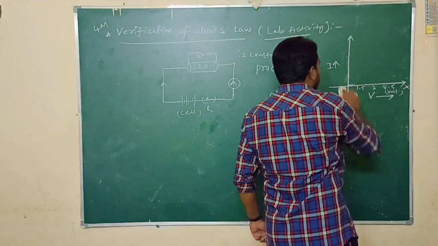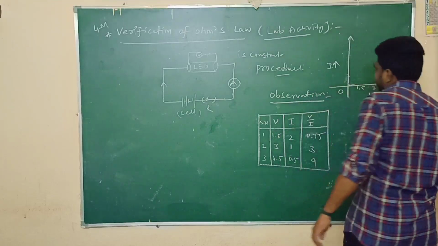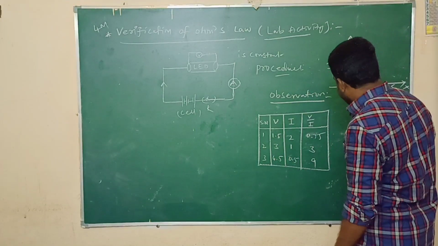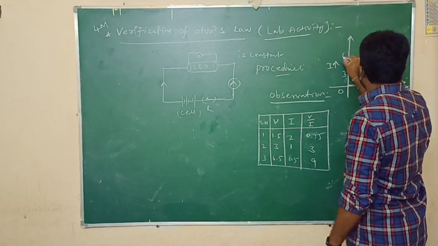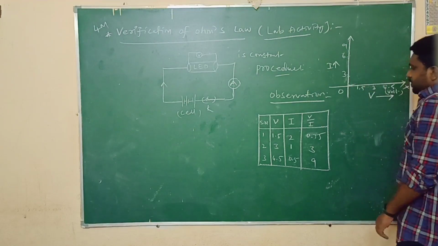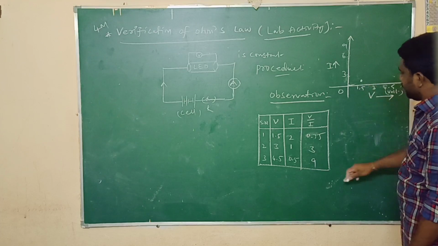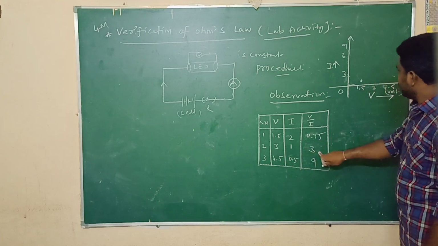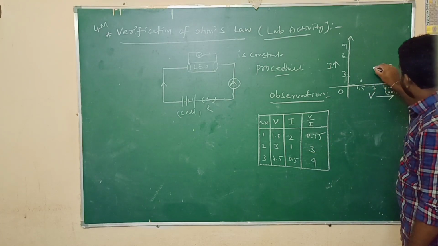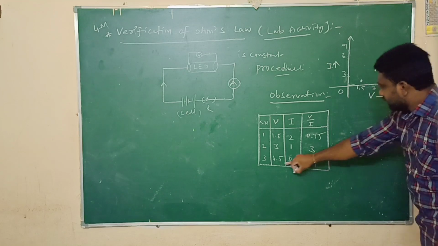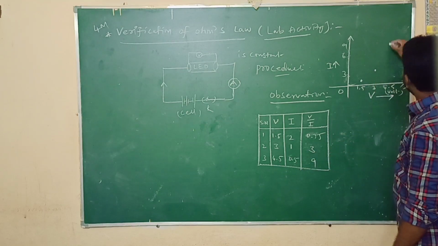So we are going to change the values on the y-axis. I will consider a 3, 6, 9 scale. At 1.5 volts we get 0.75, a very small value. At 3 volts we get 3. And at 4 volts we get 9. So here, 9.